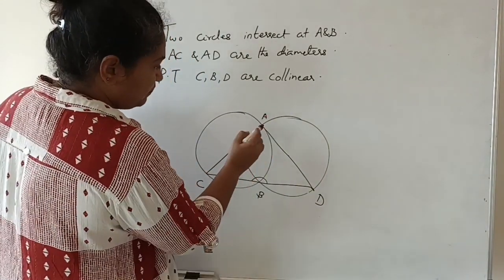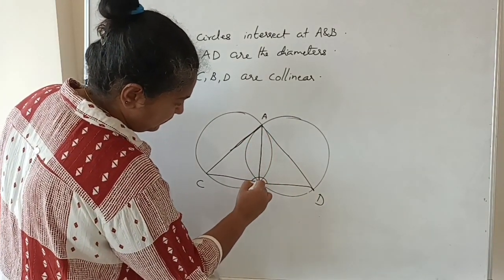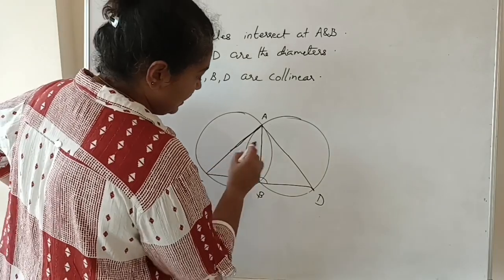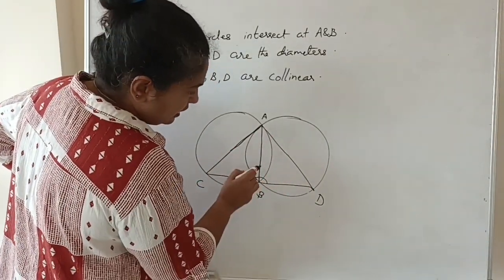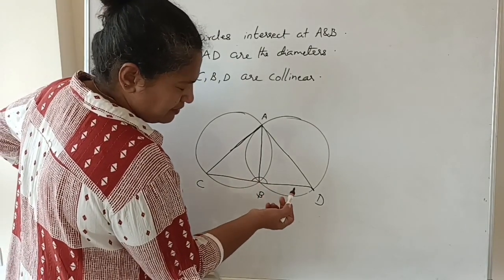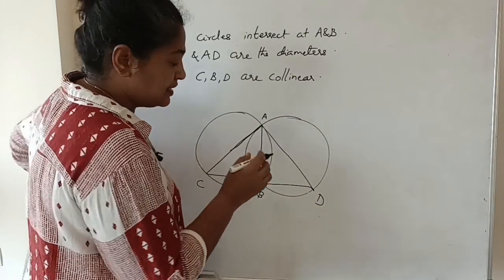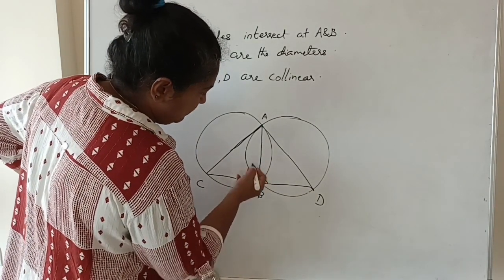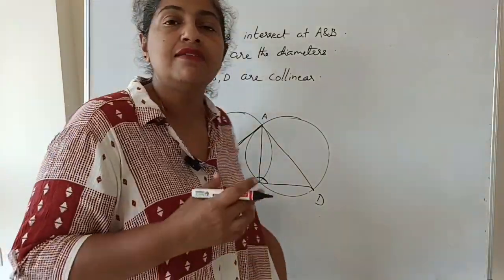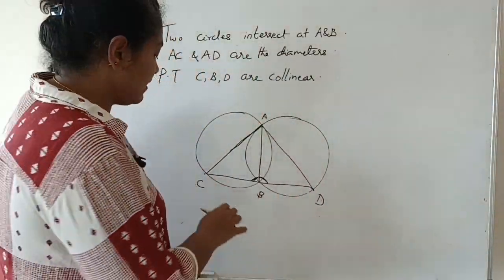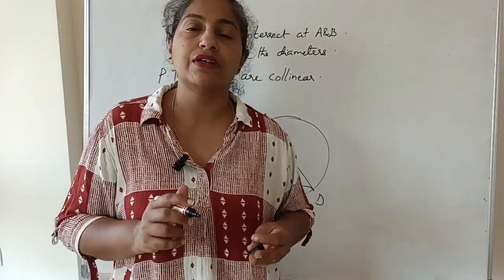Now, AD is a diameter. So, let me join A and B. I get two triangles, ACB and ADB. Now AD is a diameter. I know that the angle in a semicircle is a right angle, or the angle subtended by the diameter at the circumference is 90 degrees. So this angle is 90. Similarly, for the diameter AC, this angle is 90. So the sum of the angles is 180 degrees. So I can say that CBD is a straight line because the angle subtended at the point B is 180 degrees.